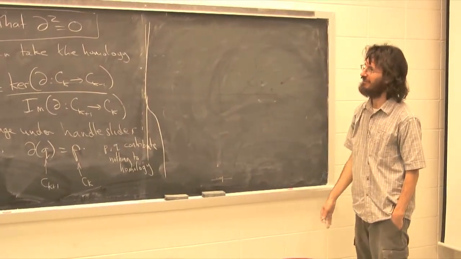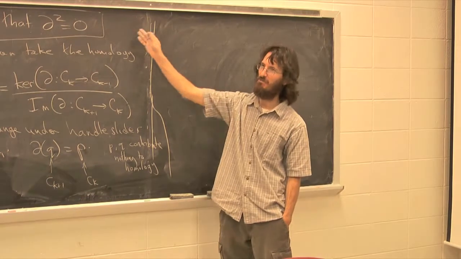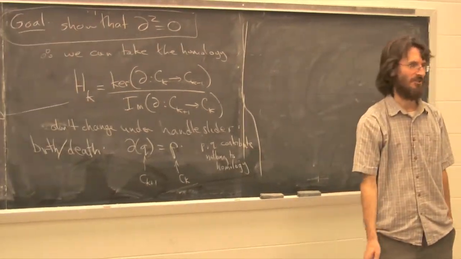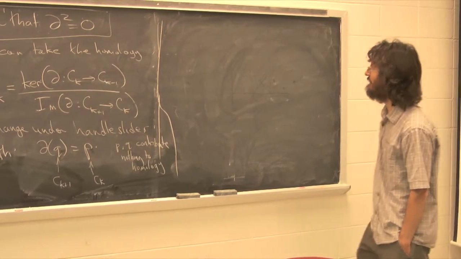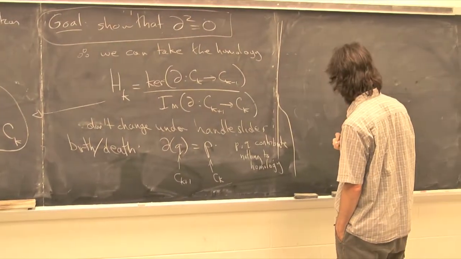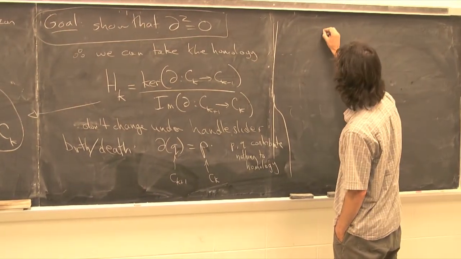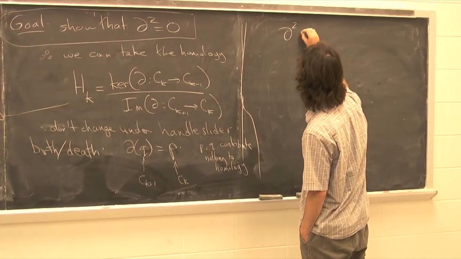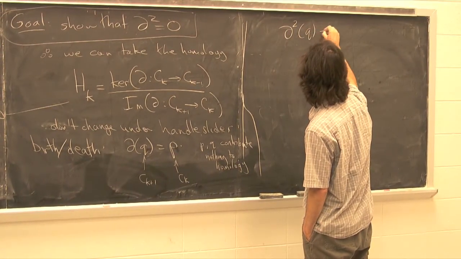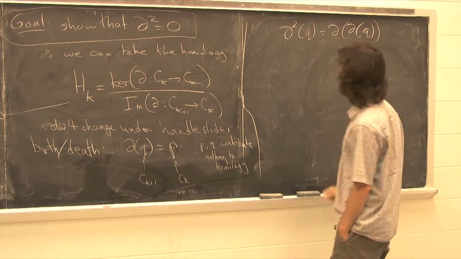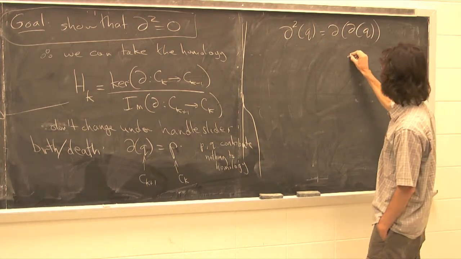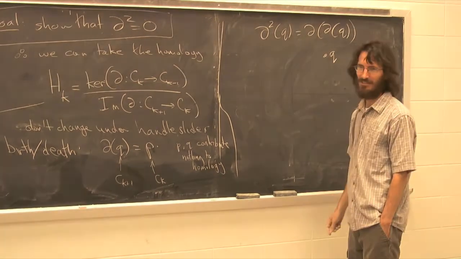And typically, step 1 is to show boundary squared equals 0, which is usually much harder than what I'm going to do, but this is a model. So, what does boundary squared look like? Boundary squared of Q means boundary of the boundary of Q. Okay? So I'm going to think of Q here. And let's look at the boundary of it.